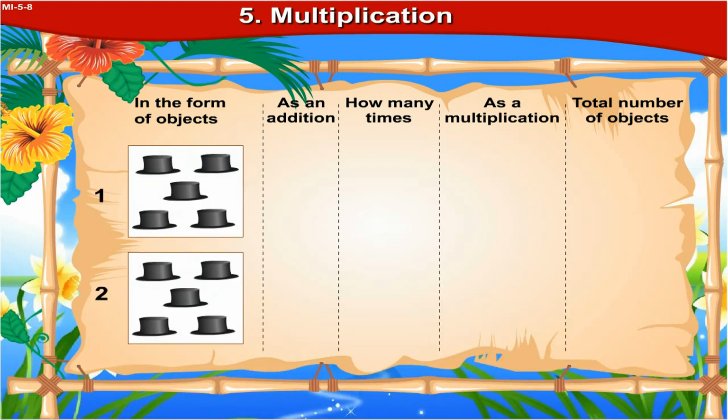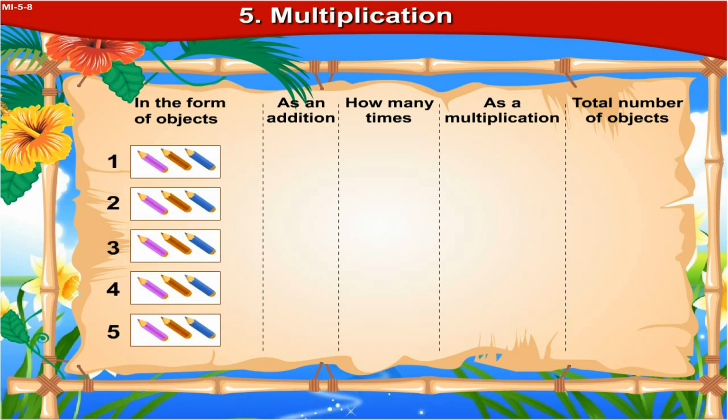Now let us see the next picture. Here we have 2 groups of 5 hats each. As an addition, it would be 5 plus 5. So how many times did 5 appear? Twice, right? As a multiplication, you write it as 2 multiplied by 5. So the total number of objects are 10.